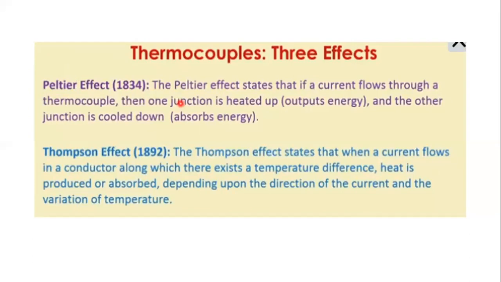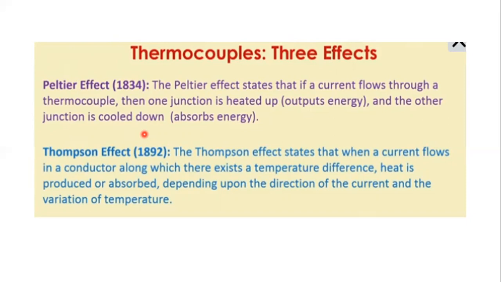The Peltier effect states that we know that within a closed loop, if there is an EMF, then that EMF will provide a current through that closed loop. So the Peltier effect states that if a current flows through a thermocouple, then one junction is heated up and the other junction is cooled down. That means one junction emits energy and the other junction absorbs energy. So that is the Peltier effect. The Peltier effect says that if a current flows through a thermocouple, one junction becomes heated up and the other junction becomes cooled down.